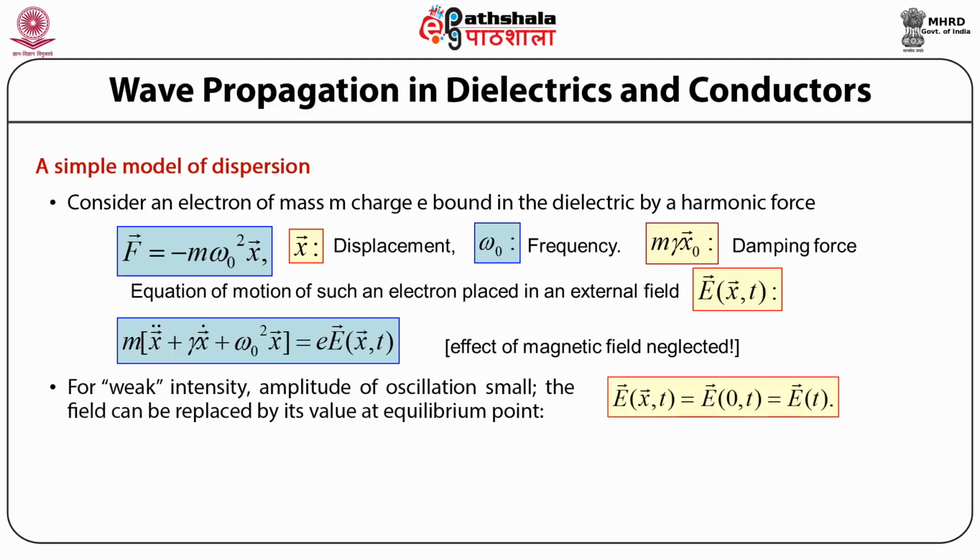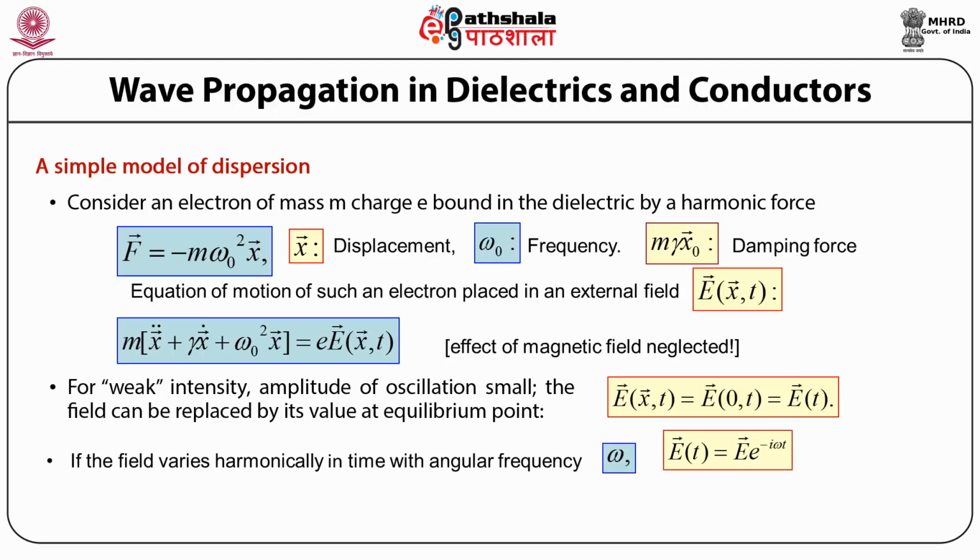In a non-magnetic material, the effect of magnetic field is usually small and has been neglected here. If the intensity of the electromagnetic wave impinging on the medium is not very high, the amplitude of oscillation is small and we can evaluate the field on the right hand side at the position of equilibrium of the charge. Let it be E(t). If the field varies harmonically in time with angular frequency omega, then E(t) equals E into e raised to power minus i omega t.